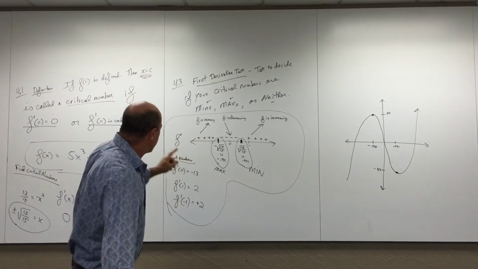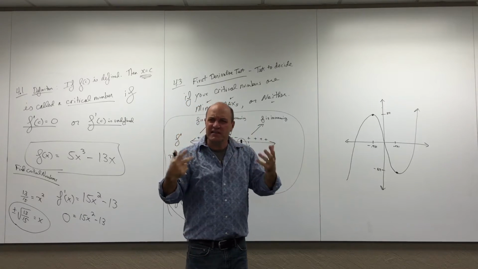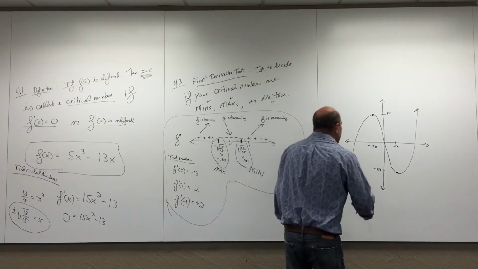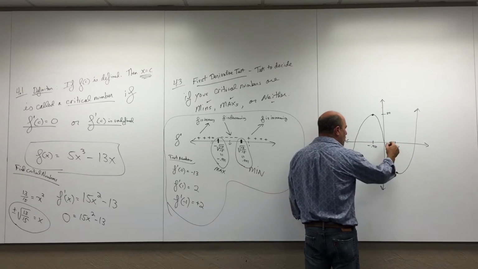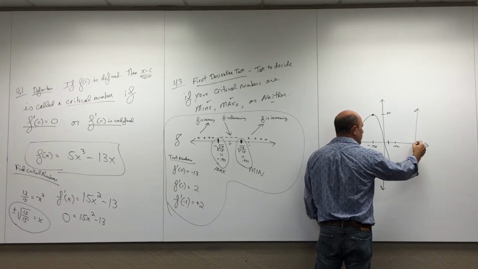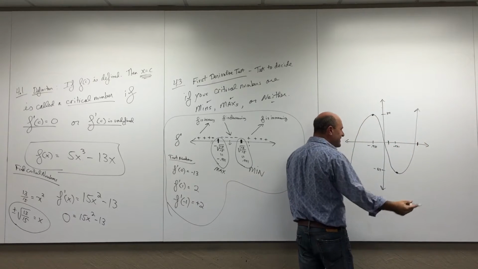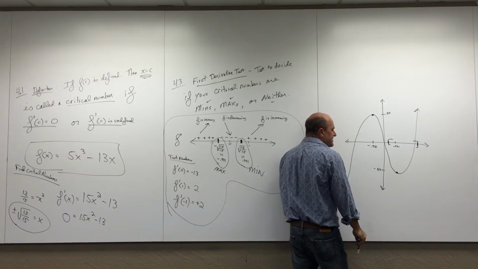They make me look for mins and maxes, but they make me work on a closed interval. It's kind of weird. It's kind of like this. If I was looking for mins and maxes on this function, but I was only working from here to here, what does that mean? Look, find the mins and maxes here.